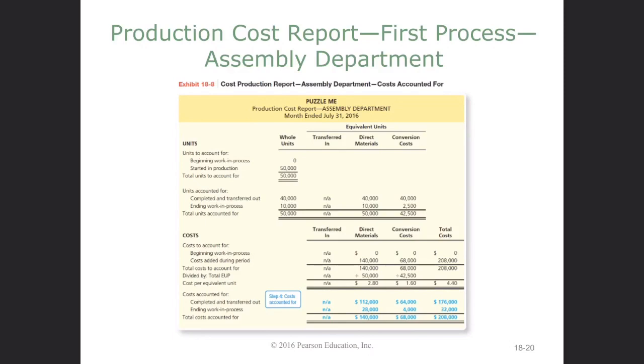It's been completed and transferred out. We have our ending work in process account. So for direct materials, they're telling us we completed and transferred out 112,000, and in our ending work in process 28,000. To get the total cost accounted for in direct materials, we add those. We add completed and transferred out plus ending work in process equals the total cost accounted for.